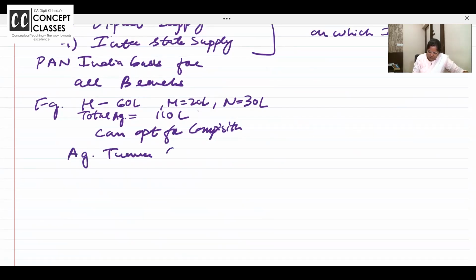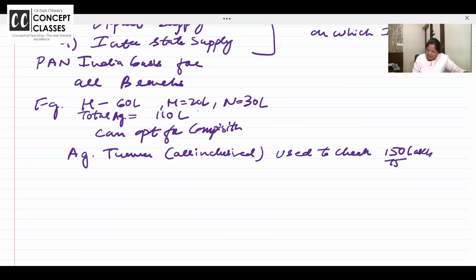Aggregate turnover, all inclusive. Aggregate turnover, all inclusive, used to check 150 lakhs or 75 lakhs turnover limit, लिख सकते हैं. Are you all clear what I am saying? Aggregate turnover, all inclusive. This is used to check.